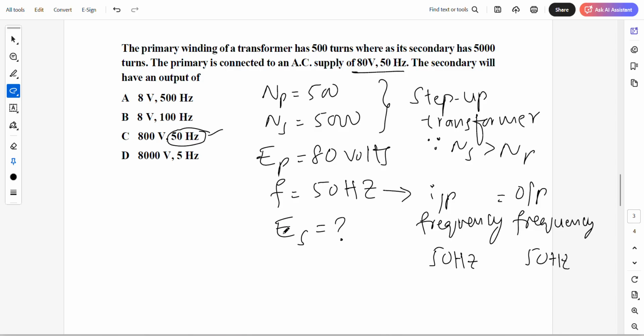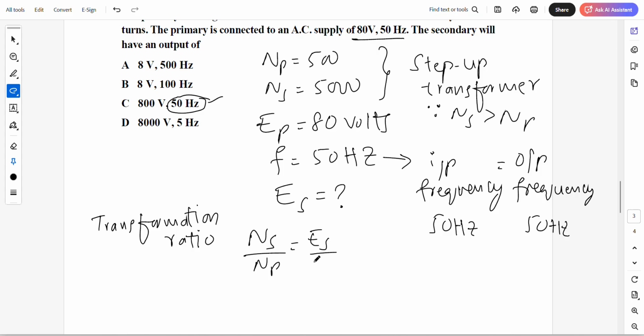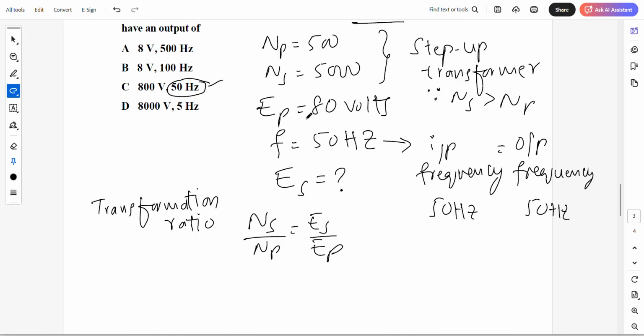Let us check whether ES is 800 or not. Again, use the transformation ratio, because NP and NS are given. By the transformation ratio, I can calculate ES. NS by NP is equal to ES by EP. NS, the number of turns in the secondary, is 5000, divided by NP, which is 500. ES we do not know.